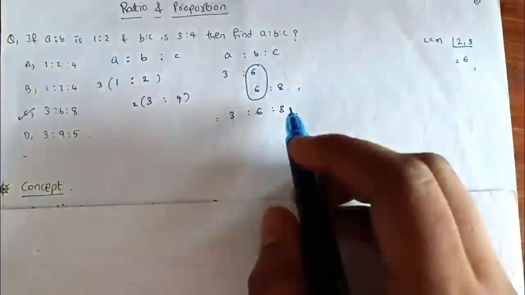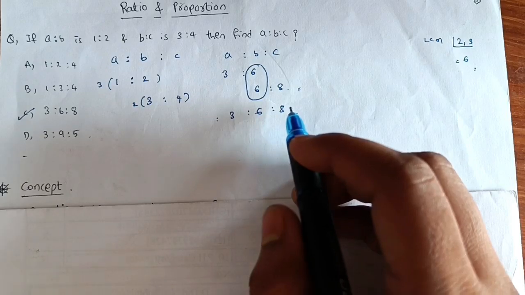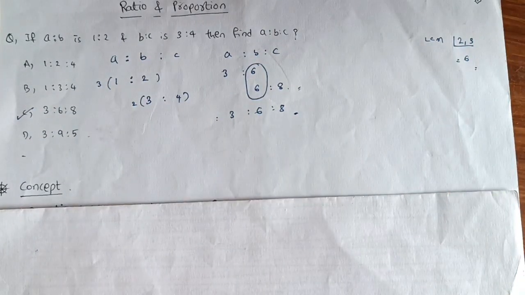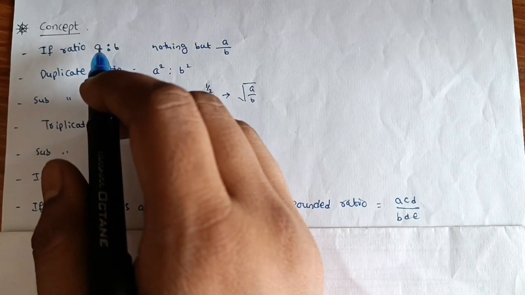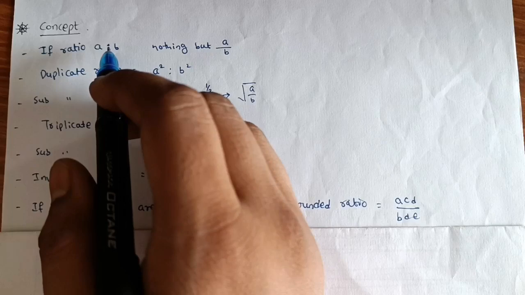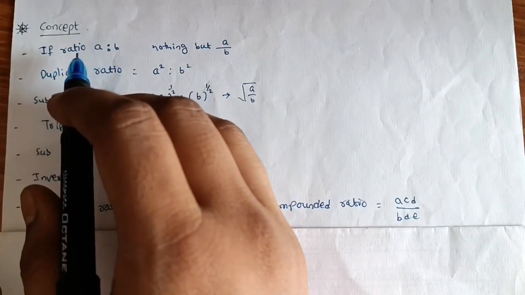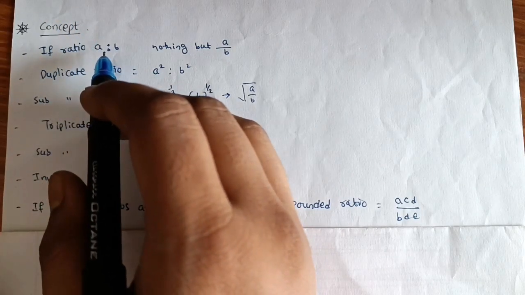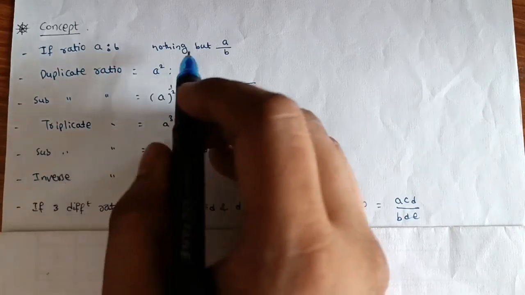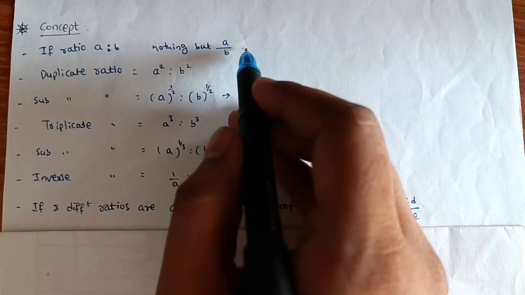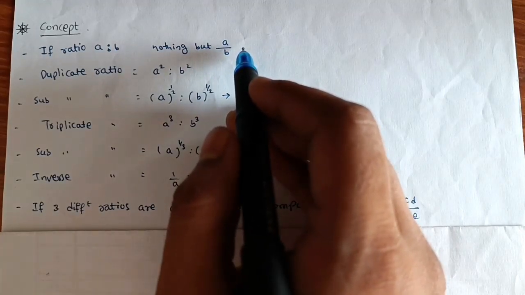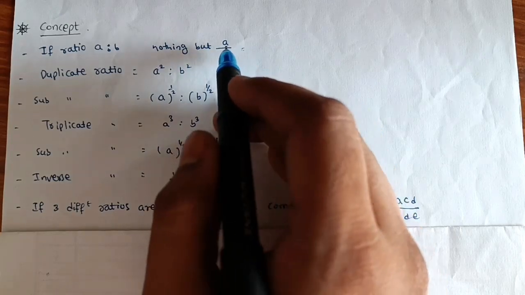There might be a chance of getting some direct questions based on the concept, so I will show such questions. This is the basic concept, just keep it in your mind. This is the basic terminology of ratios. If the ratio is A is to B, then A is to B is nothing but A by B, just the division of A by B.